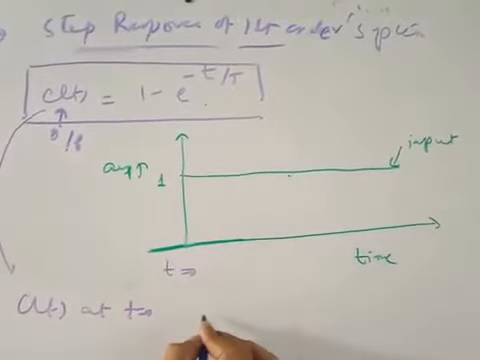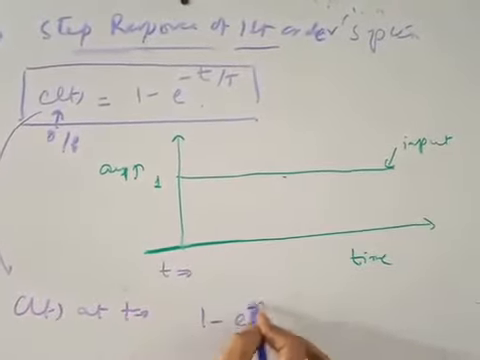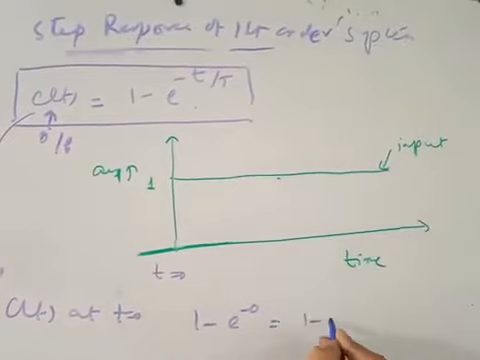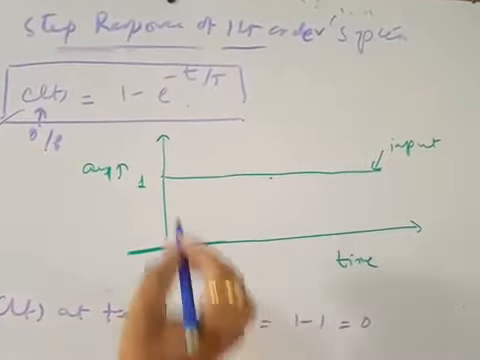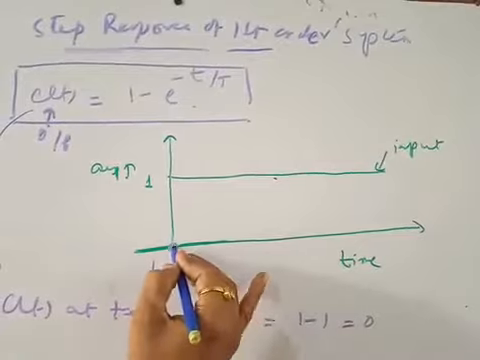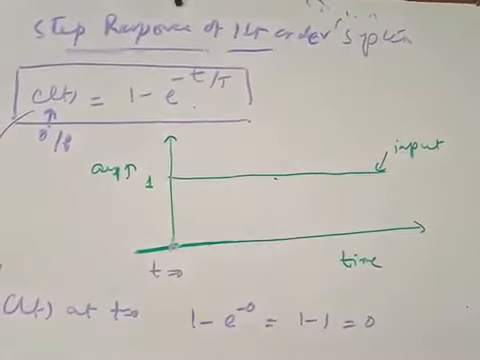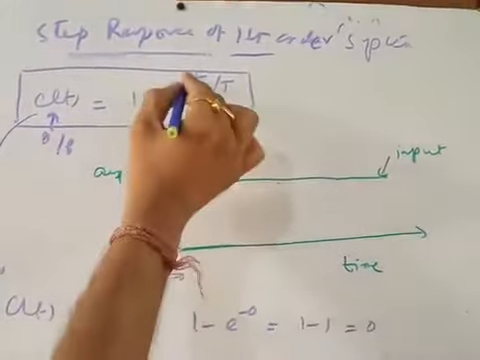What is this? 1 minus e to the power minus 0. That means 1 minus 1, that is 0. So at t equal to 0, the value of the output is 0 here. And you see, we are only considering this part.